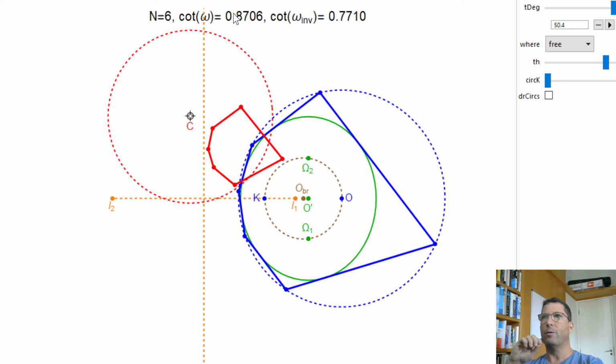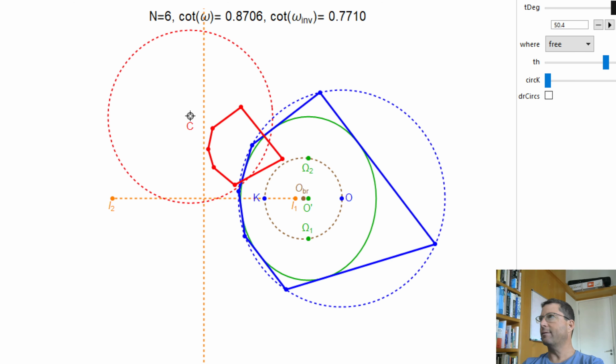Okay, so I'm showing here n equals 6. I'm showing the cotangent of the Brocard angle of the blue, the original family, and the cotangent of the Brocard angle of the red. So because it's a harmonic family, it's also going to be associated with its own Brocard angle, but they're different, right? And I'm using the cotangent here because the algebra is slightly simpler when you do cotangent. But it's a one-to-one map.